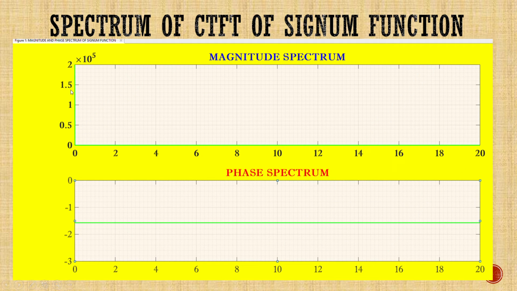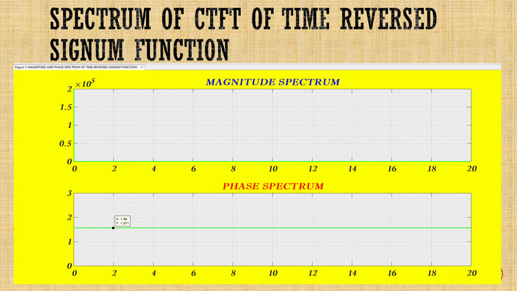The magnitude spectrum of signum of t also has infinite magnitude at omega equal to 0, and it is 0 for all other values of omega. And its phase spectrum has a value of minus pi by 2 for every value of omega. Now we'll observe the phase spectrum of the time reversed signum function. Its magnitude spectrum is again similar to that of the signum function, whereas its phase spectrum has a pi by 2 value for every value of omega.